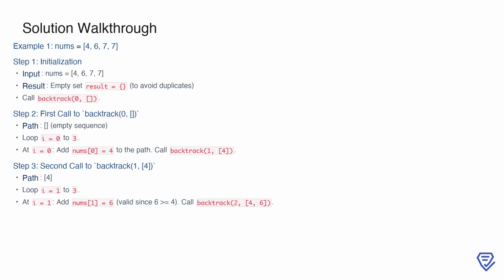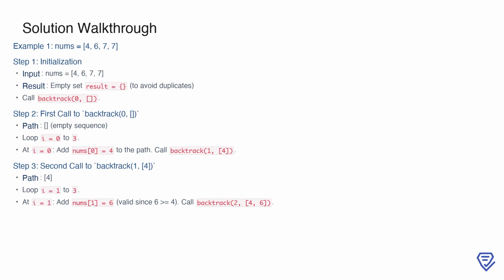We start with the input array nums equals [4, 6, 7, 7], and initialize an empty set named result to store unique subsequences. The backtracking function is initially called with index 0 and an empty path, representing the sequence we are building. In the first call to backtrack, the path is empty, and we loop over the array starting at index 0.